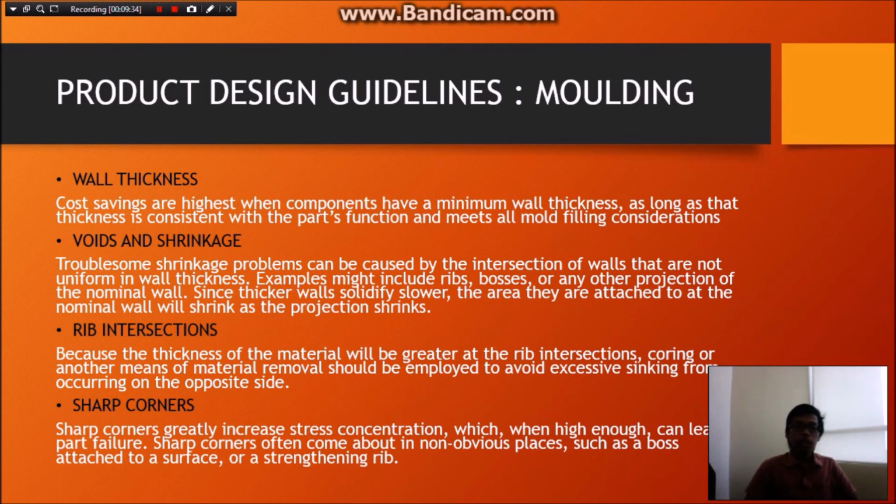Next guideline is rib intersection. Because the thickness of the material will be greater at the rib intersection, coring or another means of material removal should be employed to avoid excessive sinking from occurring on the opposite side. Next is the sharp corner. Sharp corners greatly increase stress concentration, which when high enough can lead to part failure.